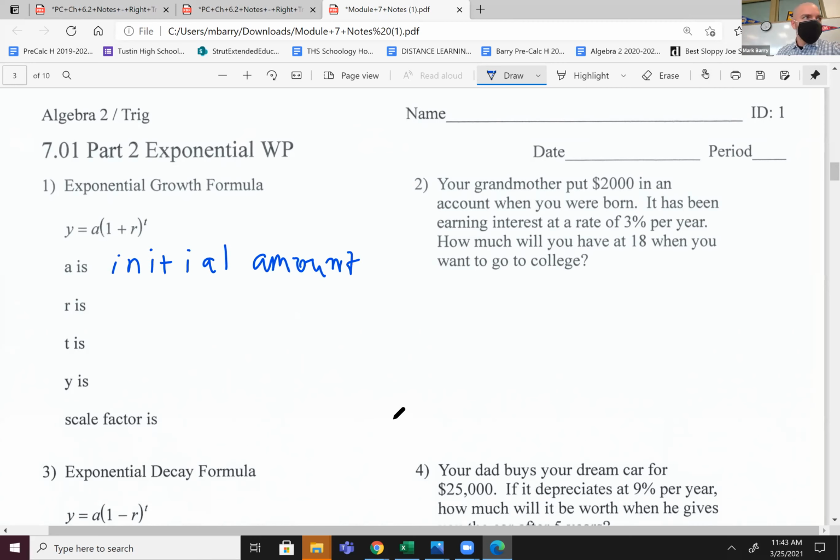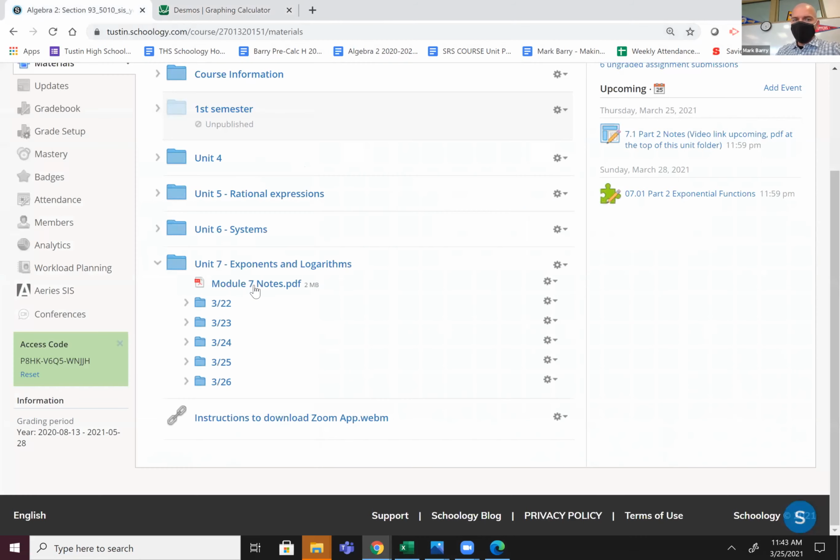Just 1 second here. So yeah, Litzy said the notes aren't attached. That is correct. So for the notes, you got to go back to the top of the unit, and that's all the notes together. You're very welcome.